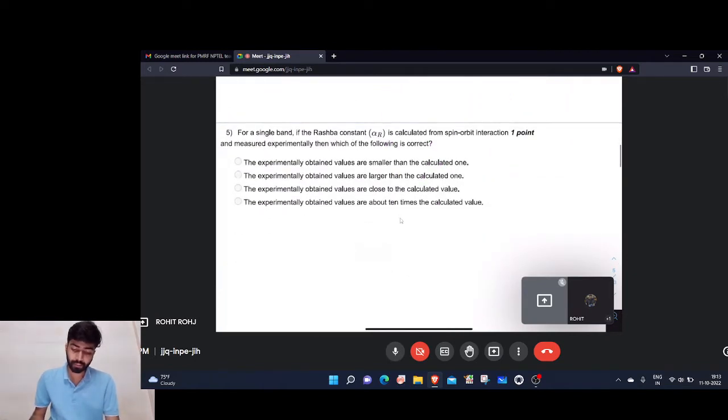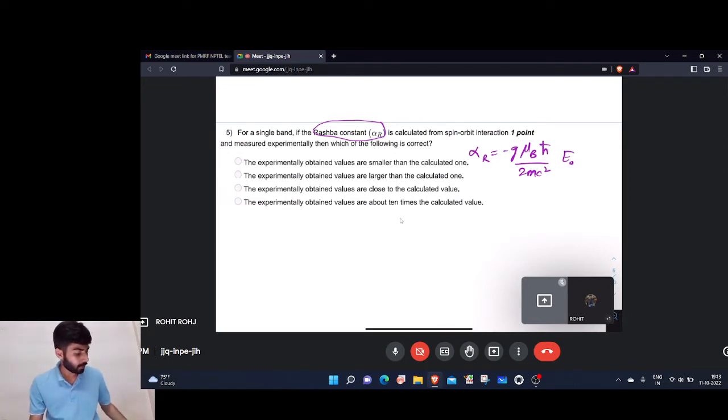Now for a single band, if the Rashba constant alpha R is calculated from spin orbit interaction and measured experimentally, then which of the following is correct? Now this constant in the Hamiltonian, the Rashba constant, can be written as alpha R equals minus g Bohr magneton h cross divided by 2 mc square times the electric field. Now this Rashba constant is controlled by the applied electric field. So if one applies some huge amount of electric field, this Rashba constant can be observed.